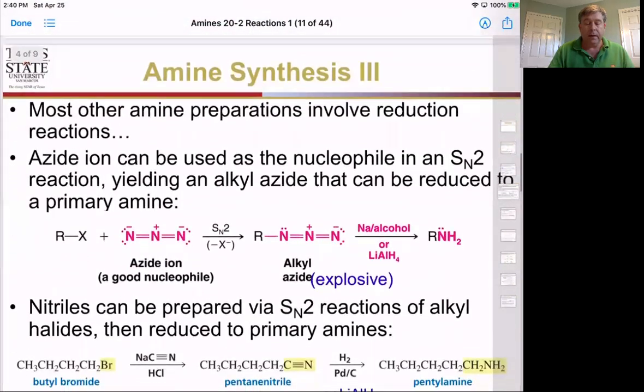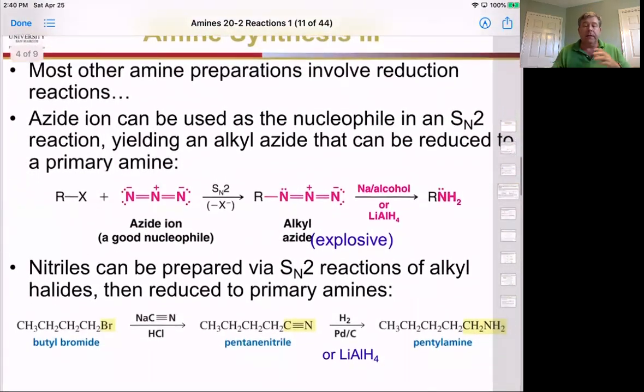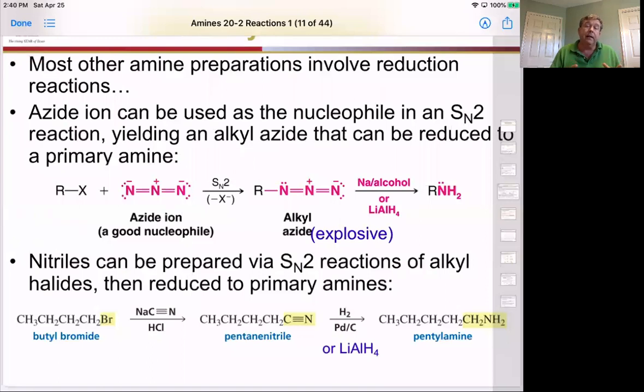Okay, another way using that azide ion to create these things is we can actually just take the azide ion and displace a halide on an alkyl halide as well. In this case, again, we get a primary amine because we displace the halide and then we reduce down that alkyl azide using either a dissolving metal reaction with sodium metal and alcohol or lithium aluminum hydride. It adds hydrogen across the double bond and extrudes out nitrogen gas. So N2 gas is also liberated from this reaction here.